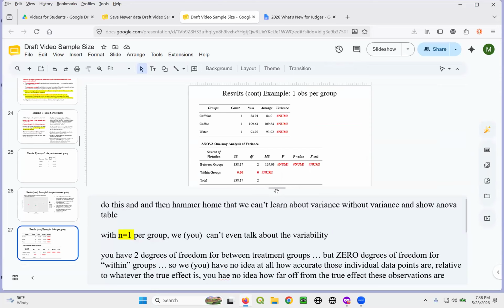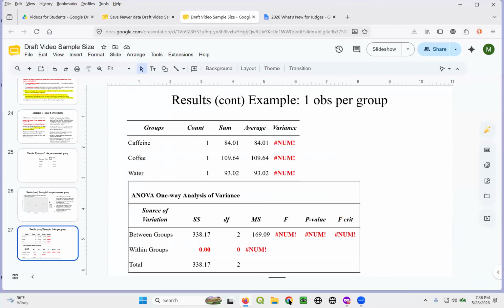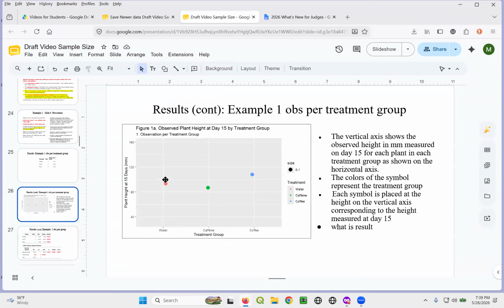So this is how I'm proposing to show that you don't have a sums of squares. You don't have any degrees of freedom. You can't measure the mean squares because you can't divide by zero, etc. You can't get an F test. And what's probably more important is that you cannot evaluate the variance within the caffeine group or the coffee group or the water when you only have one observation at each of those.